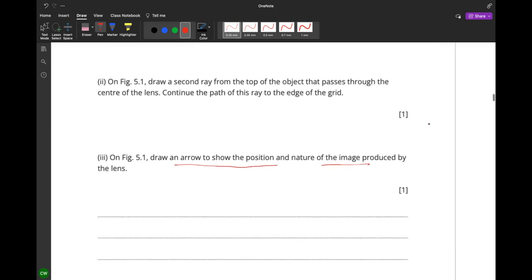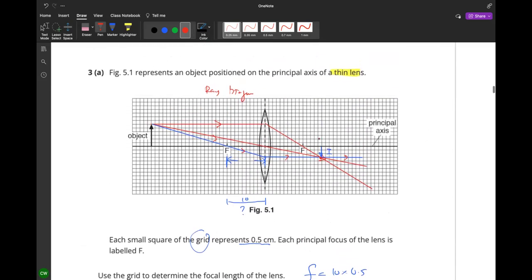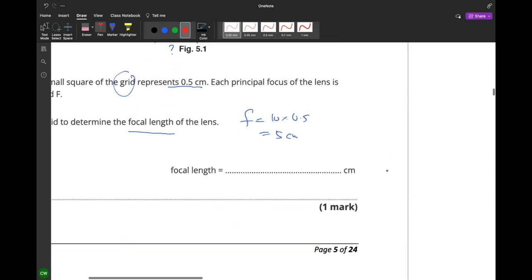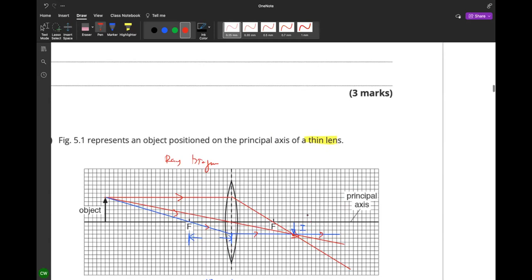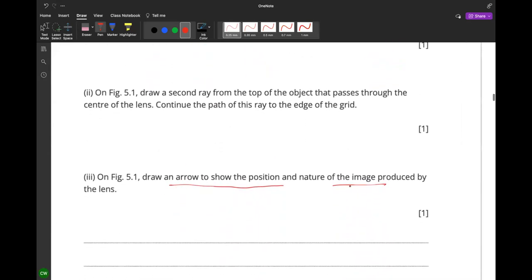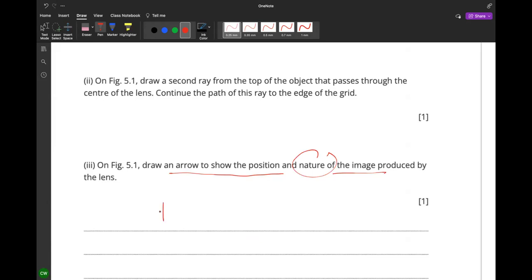Next question, you have to draw an arrow to show the position and nature. So we can see that the image is formed here, and we will compare the size. What can we say about the size? Are they the same size, or enlarged, or diminished? Diminished. That means the image becomes smaller. When the image becomes smaller, we say diminished. Nature of the image: first, you have to say it is diminished, that means smaller. And normally, when you talk about diminished, you also have to talk about inverted. So what's the meaning of inverted?